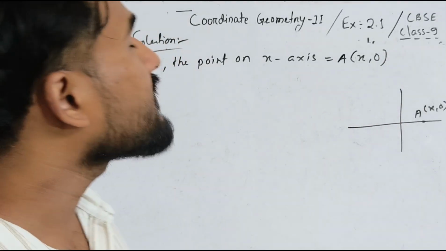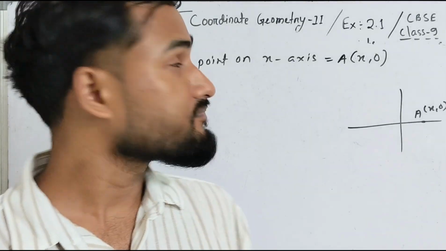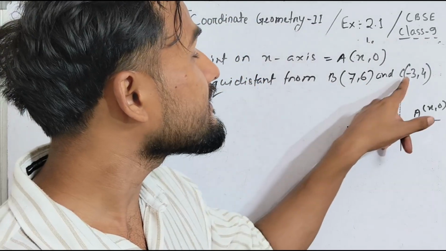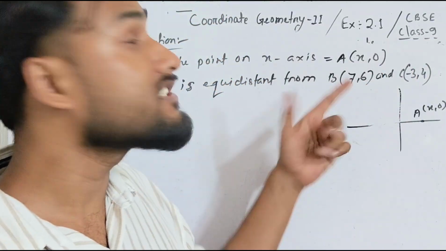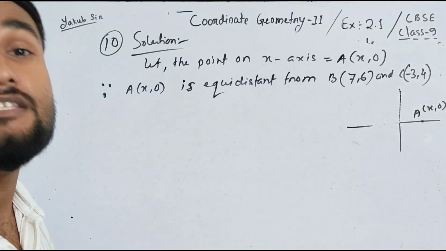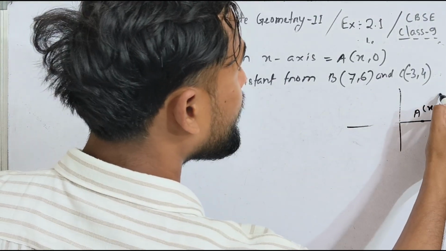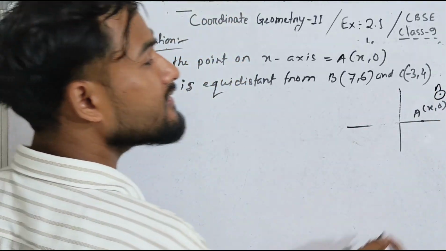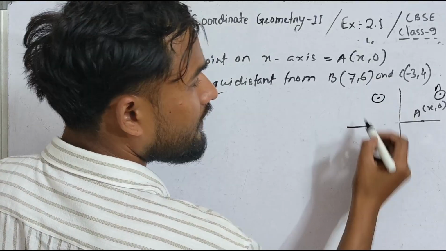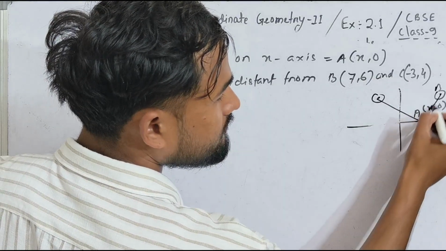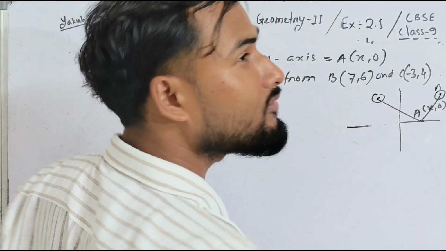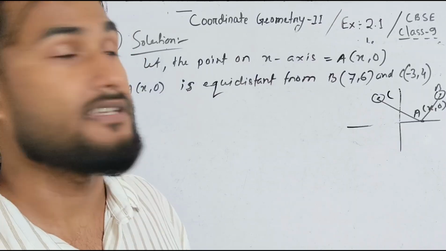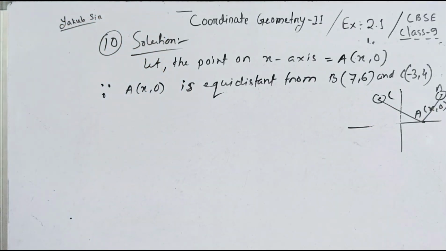Another condition is given: B(7, 6) and C(-3, 4) are equidistant from this point. Equidistant means equal distance. Suppose here is point B(7, 6) and another point C, and point A is such that these two points are equidistant from A. It means AB equals AC.